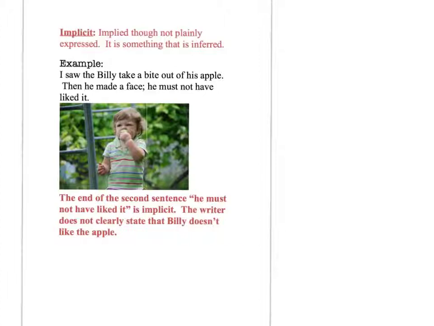The end of the second sentence, he must not have liked it, is implicit. The writer does not clearly state that Billy doesn't like the apple. It is an implicit statement because we're taking the information that we read and we are inferring that he must not have liked it if he made a face after biting the apple.